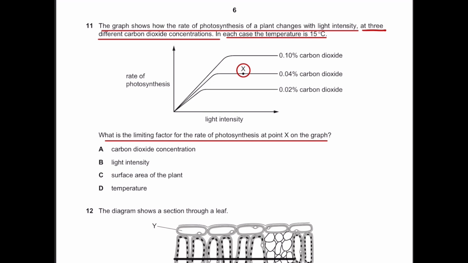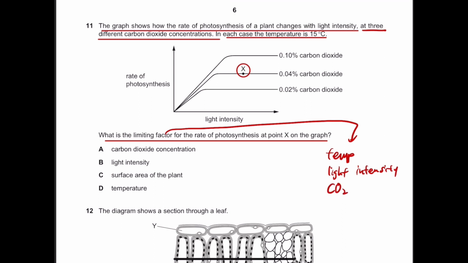The limiting factors for photosynthesis are, of course, 3 things: temperature, light intensity, and substrate concentration. Or actually, in this case, it must be CO2 concentration. For photosynthesis, CO2 is a substrate. So, okay, it's showing that the temperature remains the same.